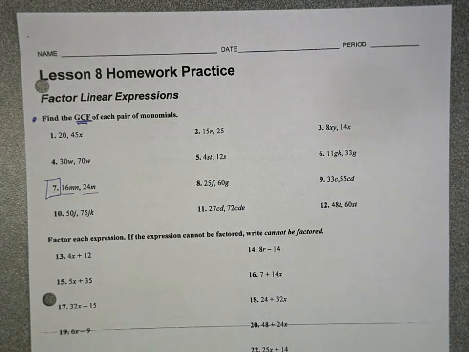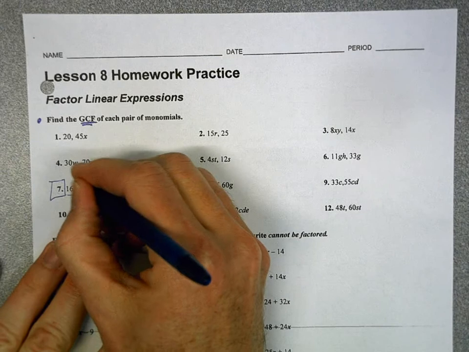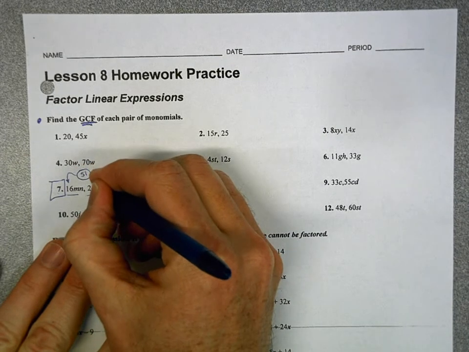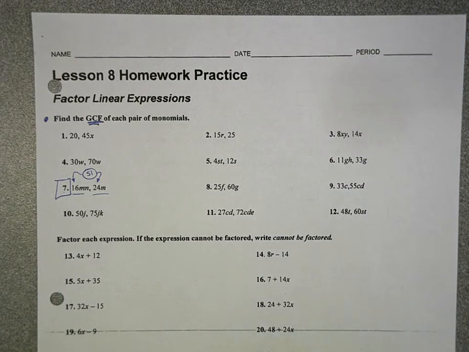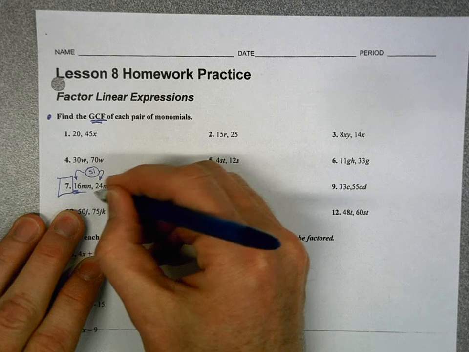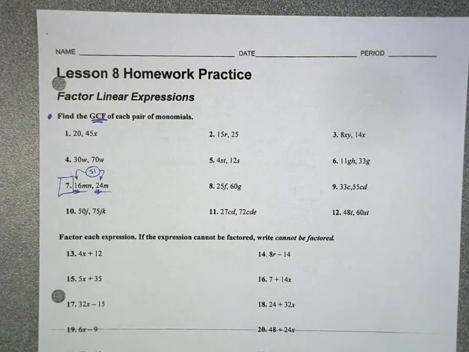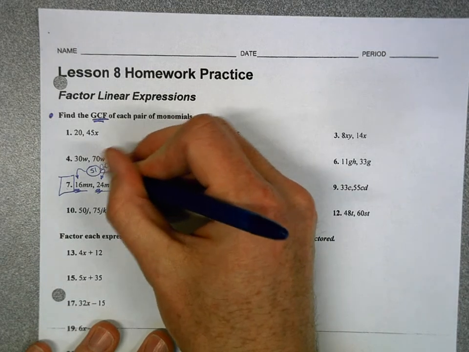16mn, comma, right? And then 24m. Those are our two monomials, right? Basically two terms. So, here is what we're going to do. Step 1: your focus is going to be on the number part of each monomial or each term. Sometimes they're constants, meaning a number by themselves, or sometimes they are coefficients, which they are right here. So we're looking at the 16 and the 24. Then what we're going to do is find the GCF of both of those.